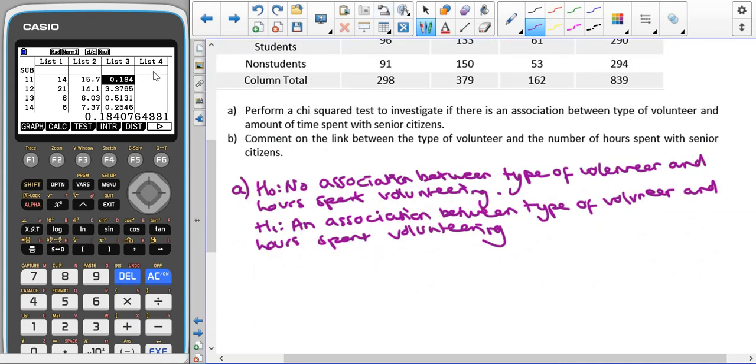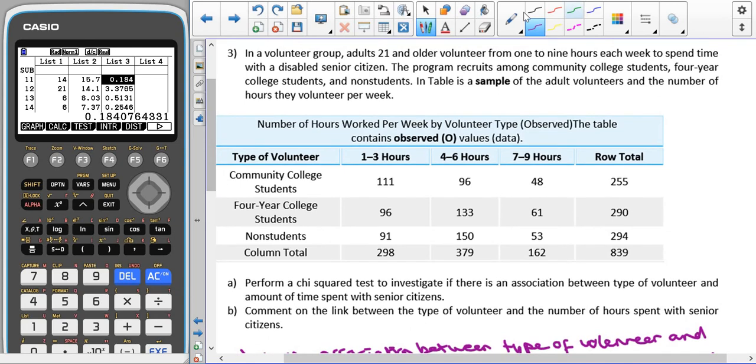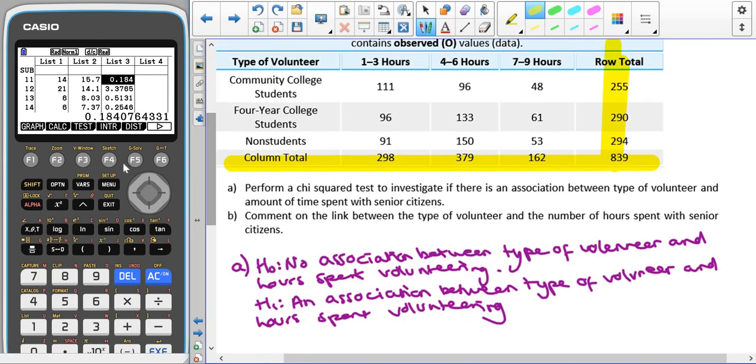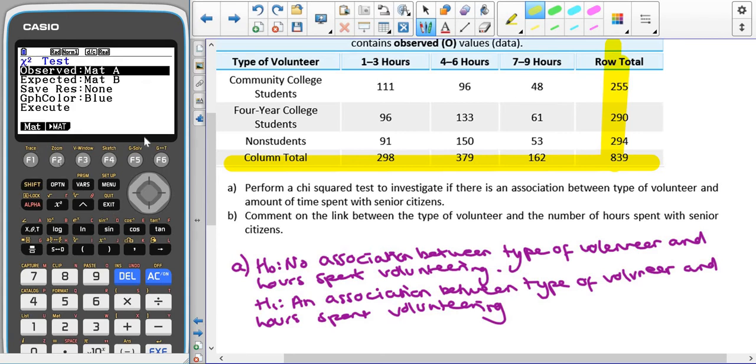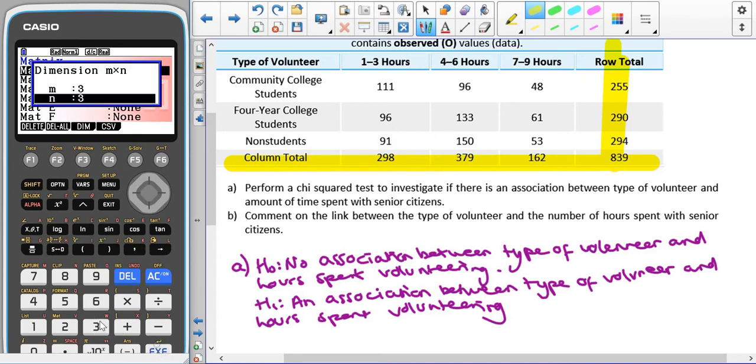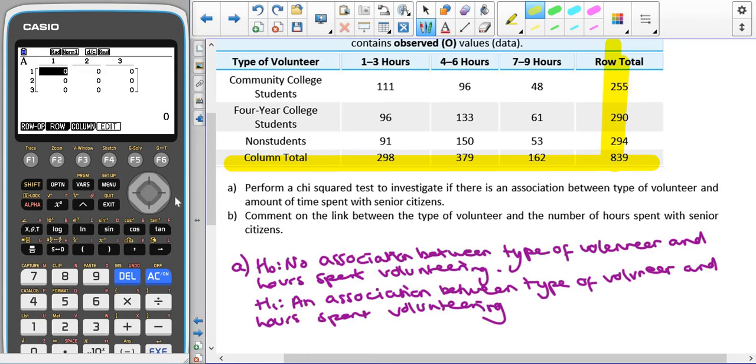So again, we need to put this information into our calculator, and again we are not going to be including those totals. Now the total columns and rows aren't always on there, it just so happens that they are on these questions. So we're going to go to test chi 2-way, arrow mat. This time we've got 3 by 3. And again, just entering the values in, going across.